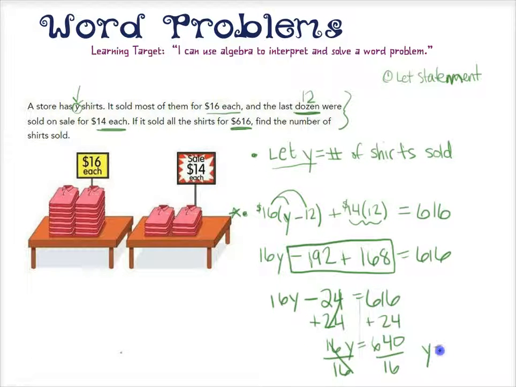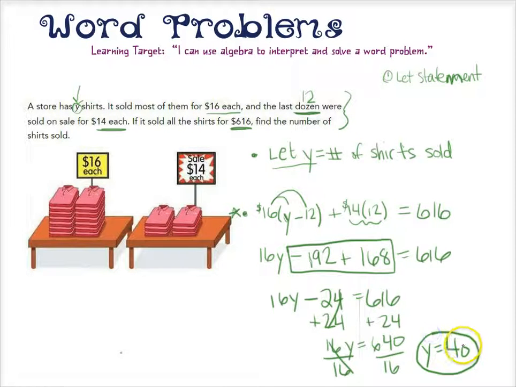We're hoping for a whole number here because I don't think they sold half a shirt. And I think that's 40. I'm going to double check. I don't want to be wrong in the video. I've been wrong in videos before. They attack me. Alright, so y equals 40.